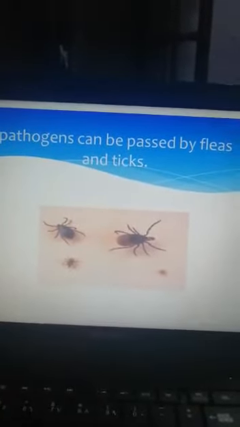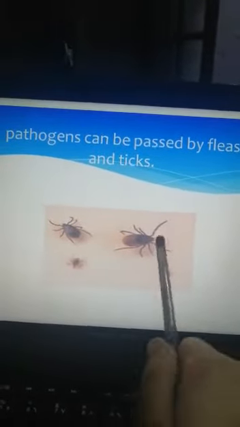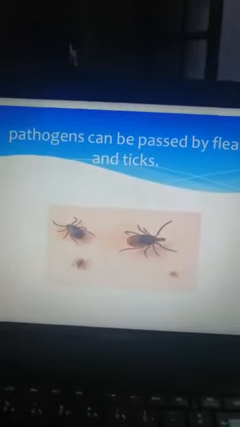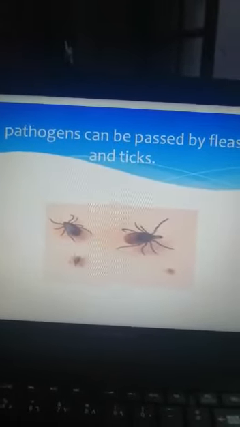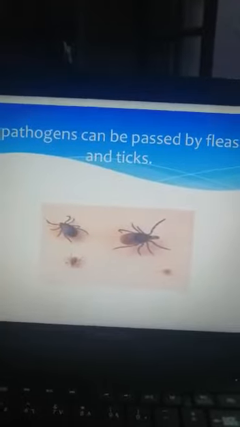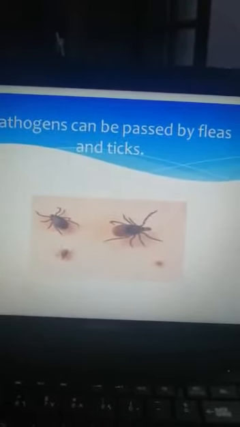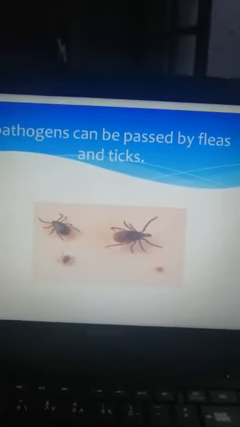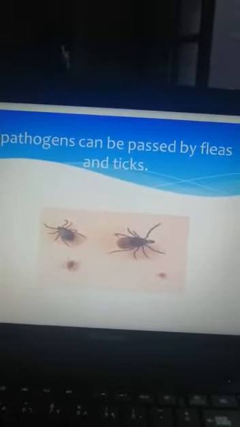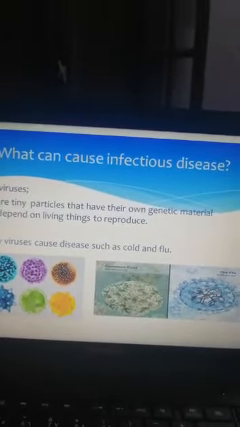Pathogens can pass by fleas and ticks. So, pathogens can be passed by what? By some insects, like fleas and ticks. So, let's know what can cause infectious disease.